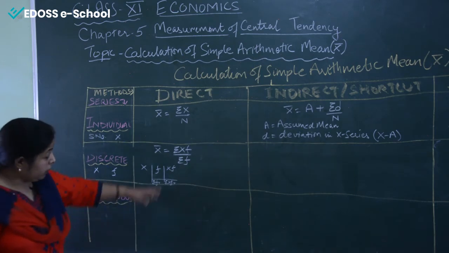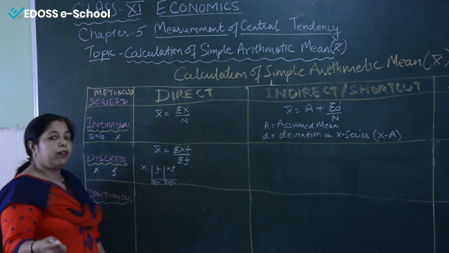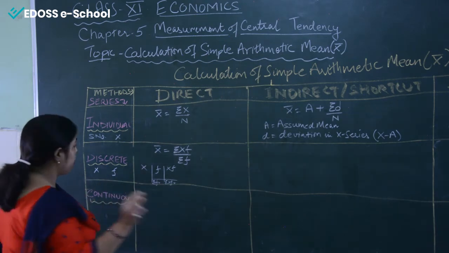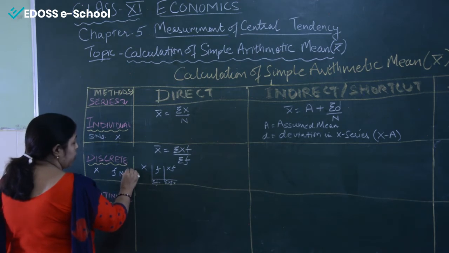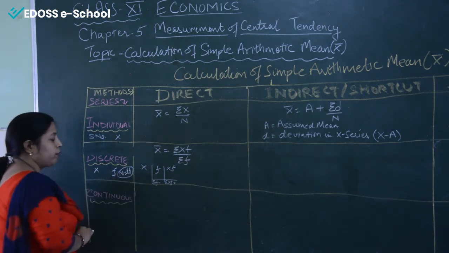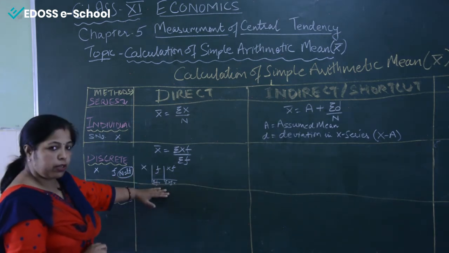Now summation F is N, which we have already discussed while doing the organization of data. In organization of data we have already studied that N is equal to summation F. N is always equal to summation F. You have to remember always. So this was the direct method.